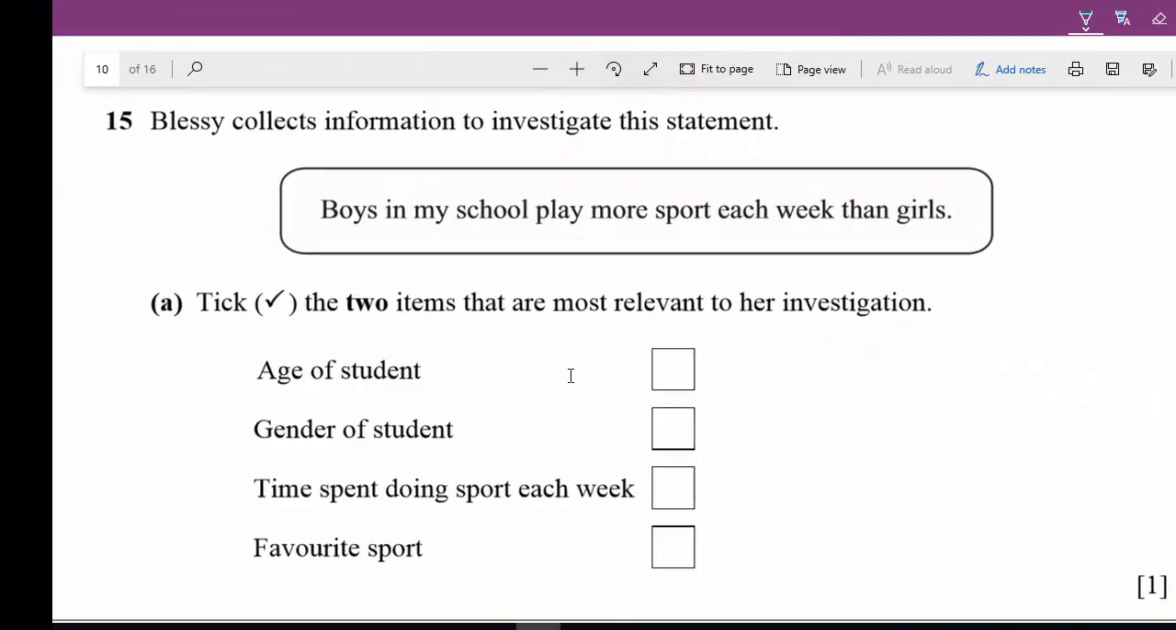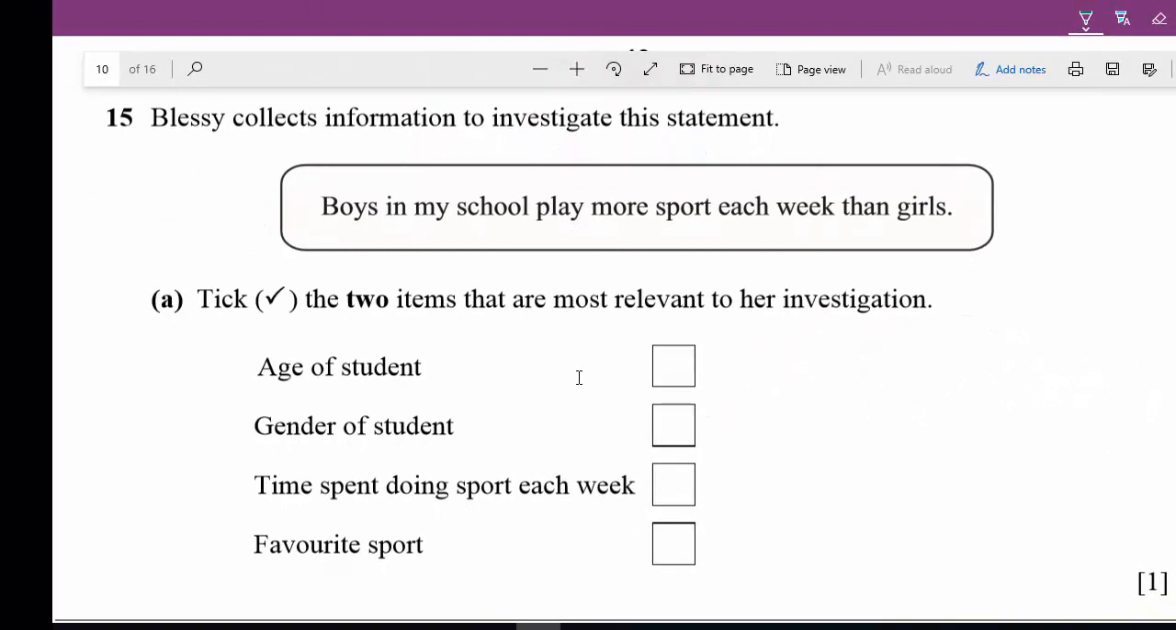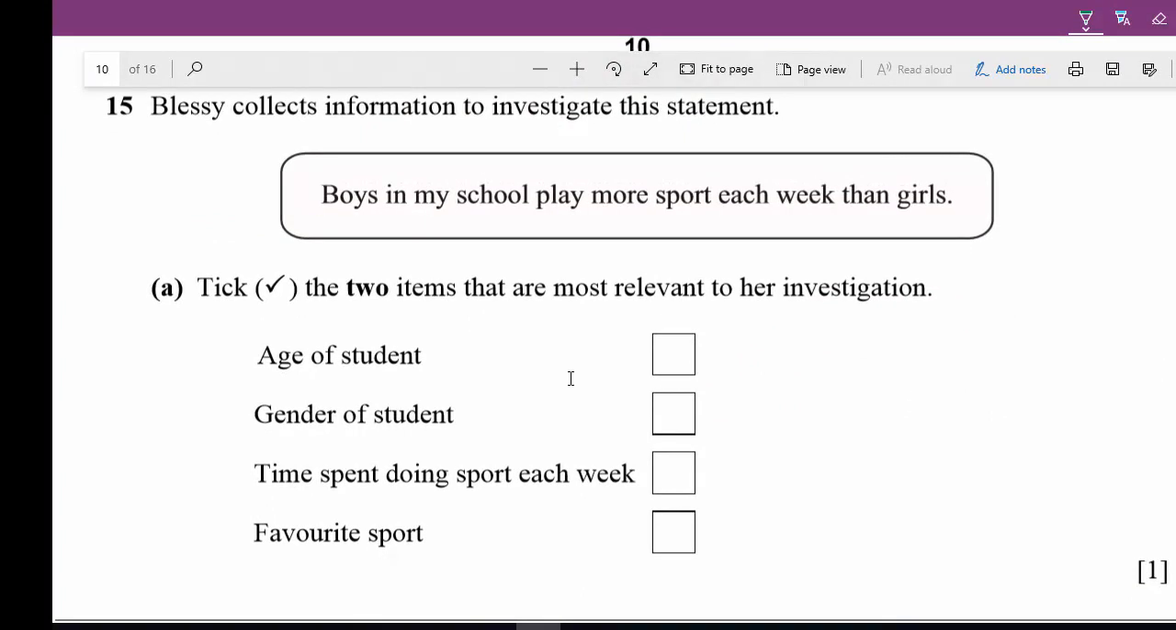minus 16. Lacey collects information to investigate this statement. Boys in my school play more sports each week than girls. Tick the two items that are most relevant to her investigation.